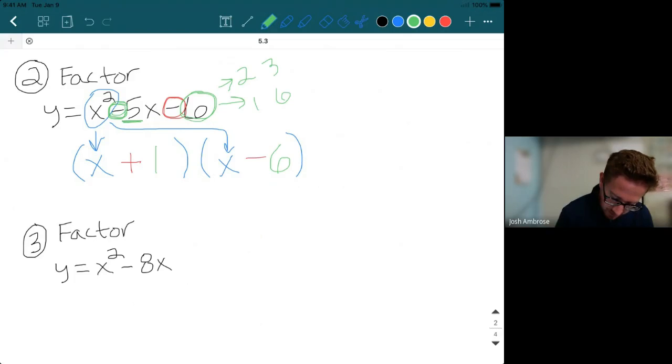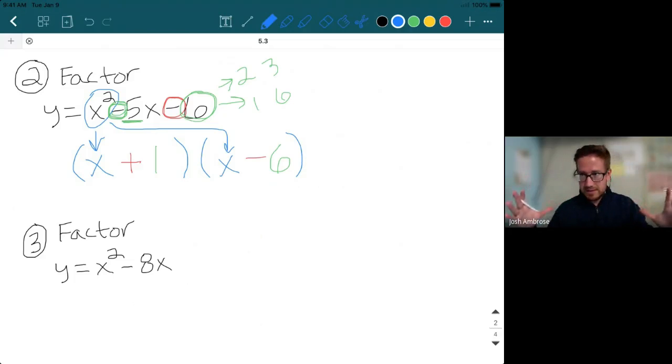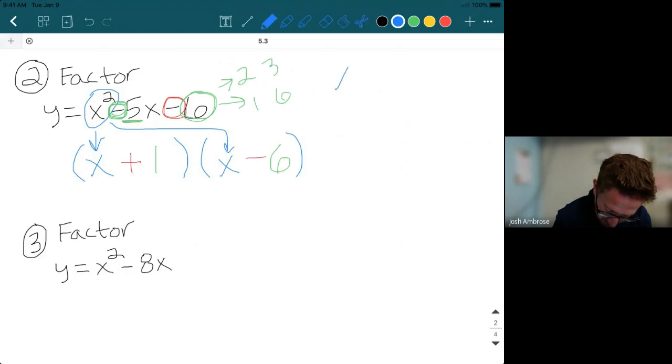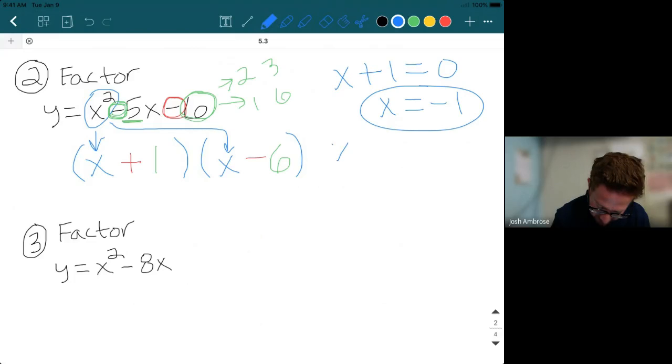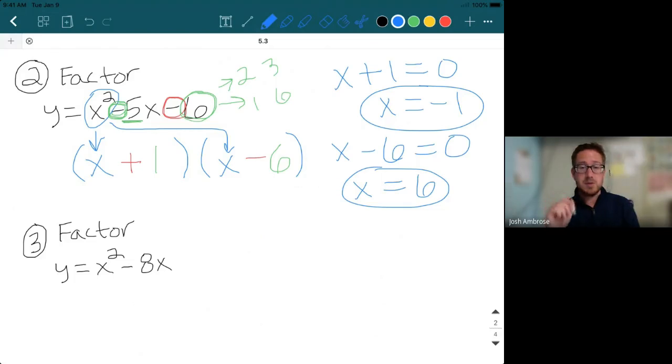What you do is you solve each of these binomials. I'm doing this one very extensively. I realize some of you have probably already figured it out, but I'm going to show you every little step here. Think of it as x plus 1 equals 0. That means that x equals -1. Then think of this as x minus 6 equals 0. That means x equals 6. So those are the actual solutions, -1 and +6.